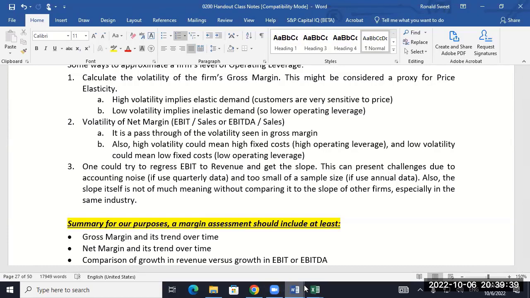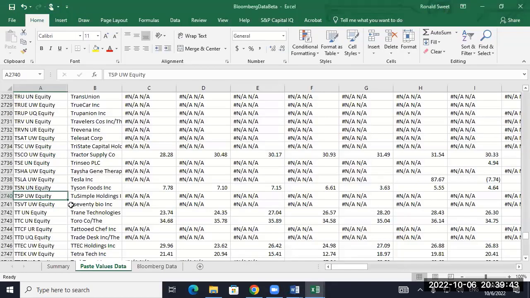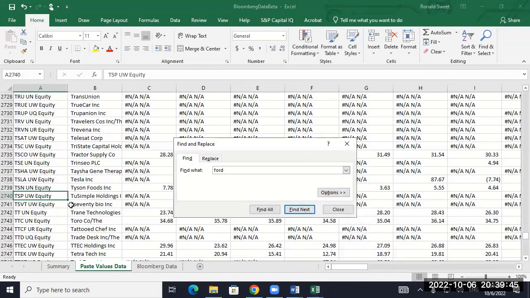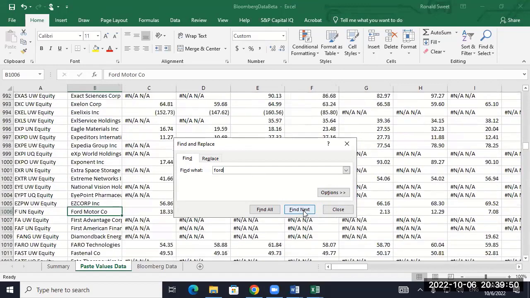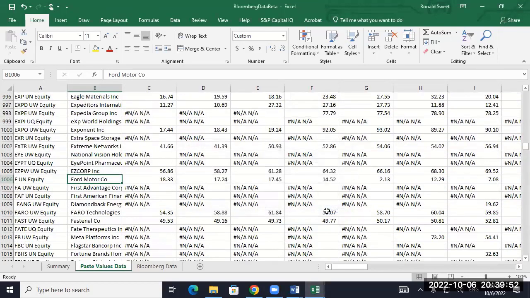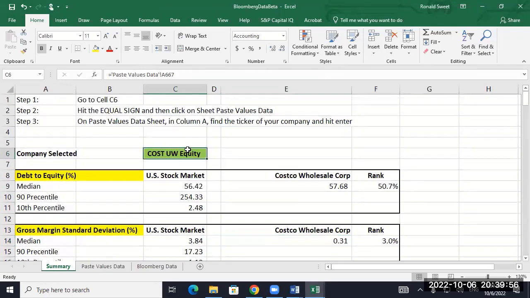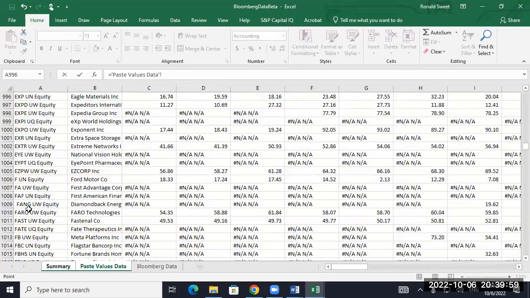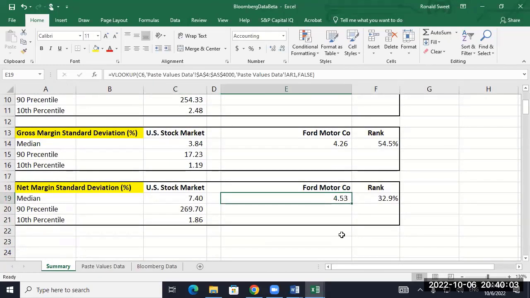If I were to put Ford in here, you might think Ford would have a very, very volatile net margin, but you'd be surprised. They're actually below average. Why is that? Well, because Ford has a bank. It's called Ford Motor Credit.